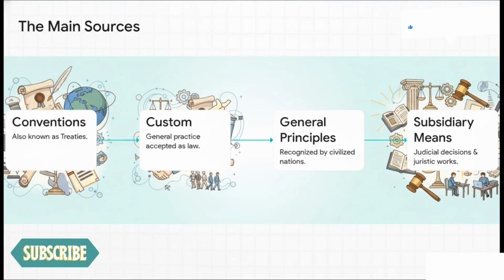So Article 38 breaks it down for us into four main categories. You've got your international conventions. We usually just call those treaties. Then there's international custom. After that, the general principles of law. And finally, what it calls subsidiary or supporting sources, like court decisions and academic writings. So let's break down what each of these really means.